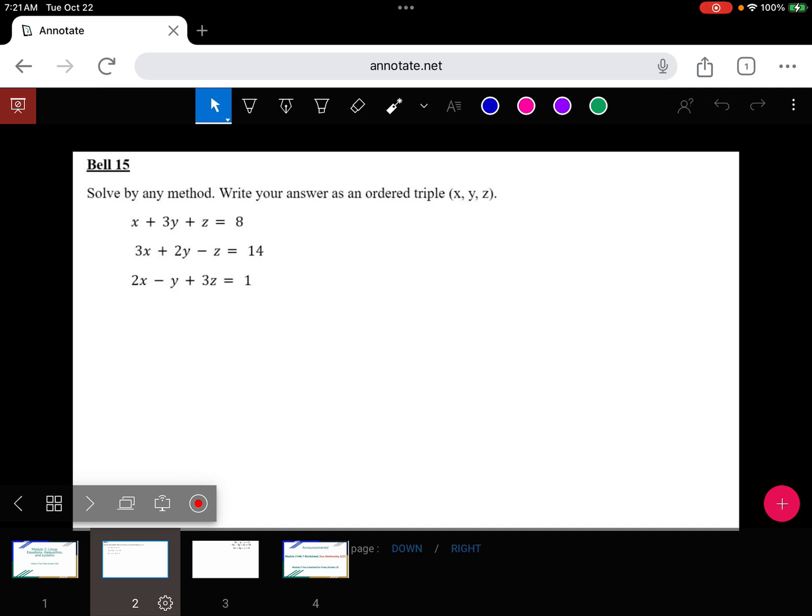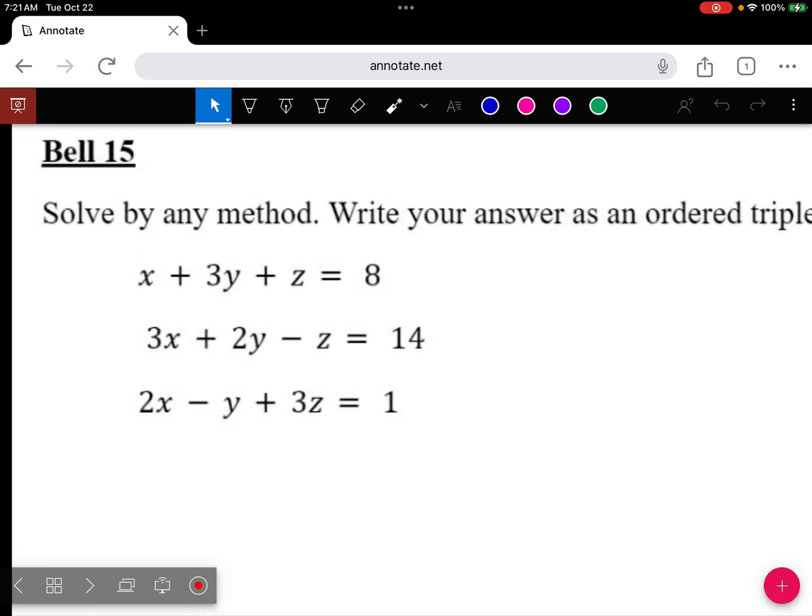All right, so looking at this system here, you have a lot of choices for what to go for first. Which variable did you choose to eliminate first? Z. Cool, then let's eliminate Z.